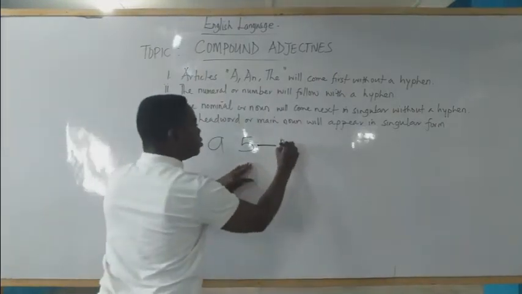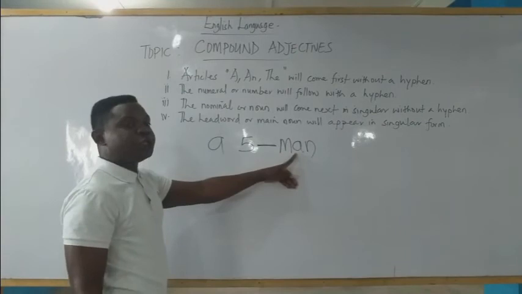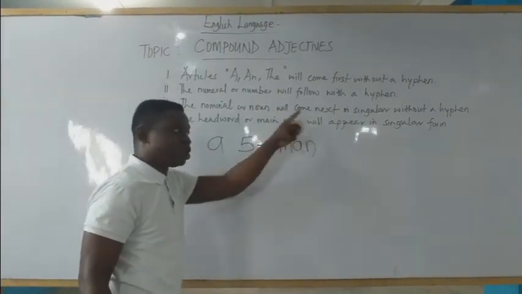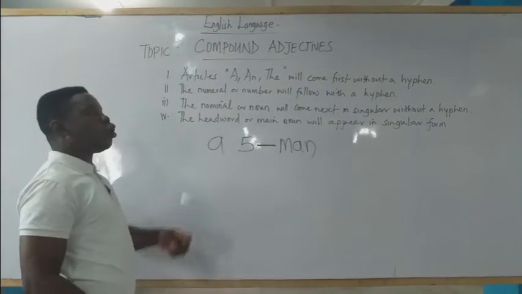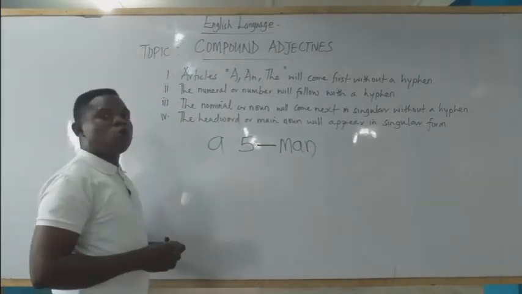What's that? Man. We have man. Man is a noun and is in singular form. And it will not take what? A hyphen after it, which is rule 3. Look at the 4. The head word or main noun will appear in singular form.